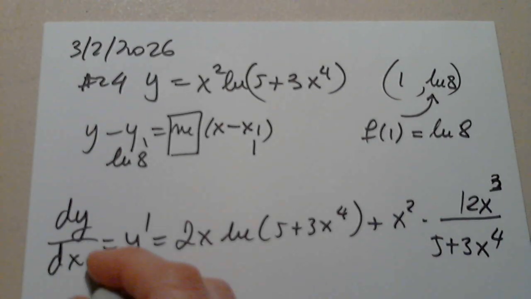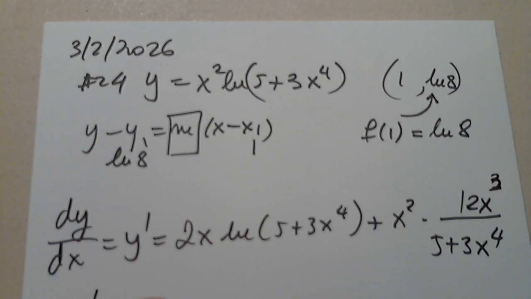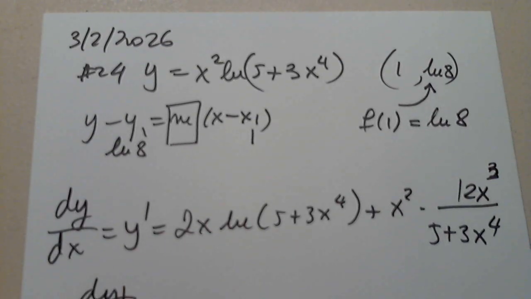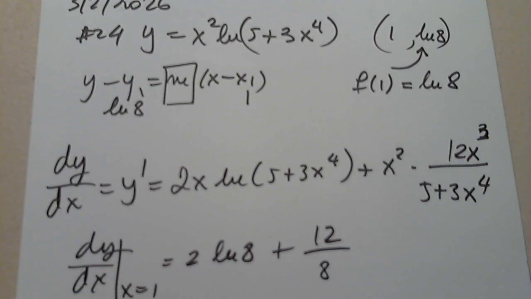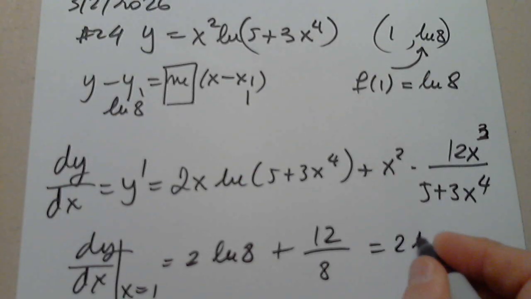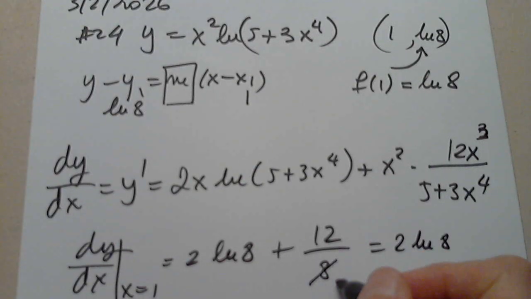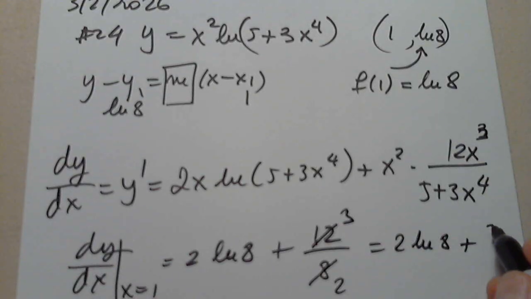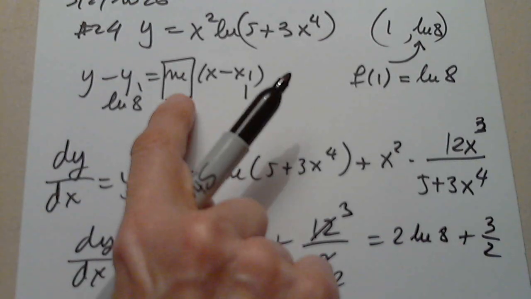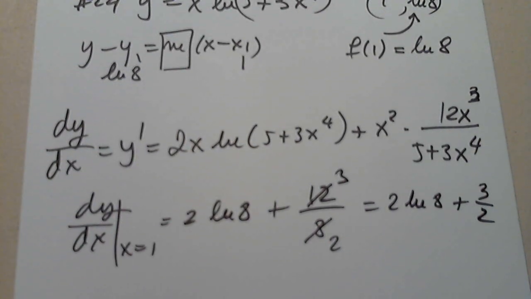Don't bother with this, just find dy over dx when x is 1. And let's see what we get. So I get 2, again natural log 8, and let's see what I get here. So the numerator is 12, the denominator is 8 again. So this becomes 2 natural log 8, and I'll simplify by 4 plus 3 halves. So this is what I have to enter here. And from this point on, it's just algebra.